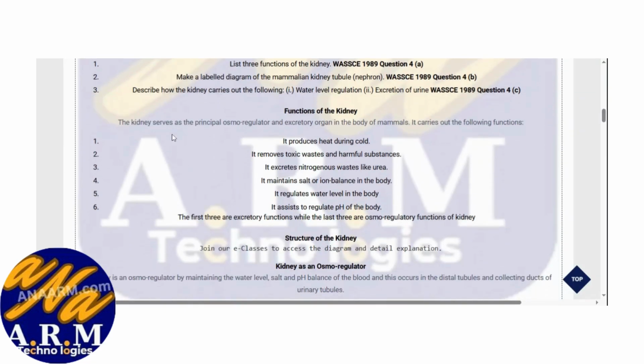Functions of the kidney. The kidney serves as the principal osmoregulator and excretory organ in the body of mammals. It carries out the following functions. It produces heat during cold. It removes toxic wastes and harmful substances. It excretes nitrogenous wastes like urea. It maintains salt or ion balance in the body. It regulates water level in the body. It assists to regulate pH of the body. The first three are excretory functions while the last three are osmoregulatory functions of the kidney.